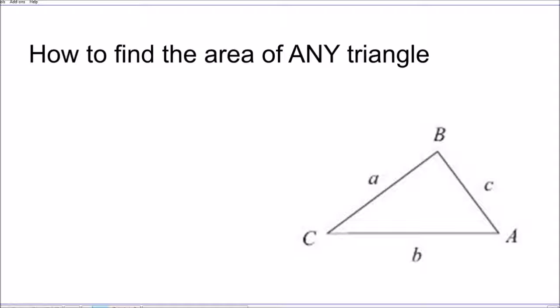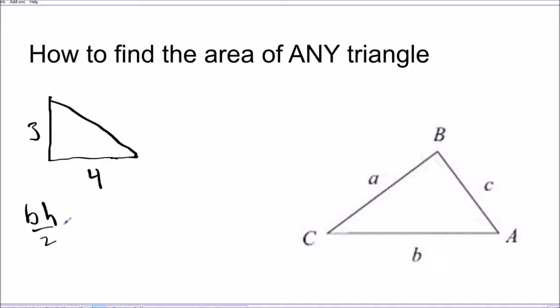And today we're going to extend our previous learning to figure out how to find the area of any triangle. Remember in our last lesson, we learned how to find the area of triangles where we know the base and the height. So for example, if we have a triangle like this one with a base of 4 and a height of 3, we learned base times height, divide that by 2. So in this case, 4 times 3 divided by 2, and we get 6.